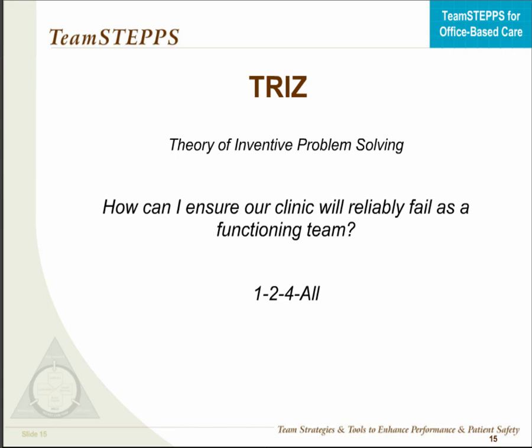1, 2, 4, all is, one, you look at this question and you go, how can I reliably fail as a functioning team? How can I contribute to that? Just doing it to themselves. They're not talking to anybody at this point. Then they turn to their neighbor, which is the 2. So now they're in pairs, and they share what they came up with. Then as a group of 4, they do it, and then you debrief it all throughout the entire group that's attending. So here's the Liberating Structures website, and I have it at the end of this PowerPoint too.